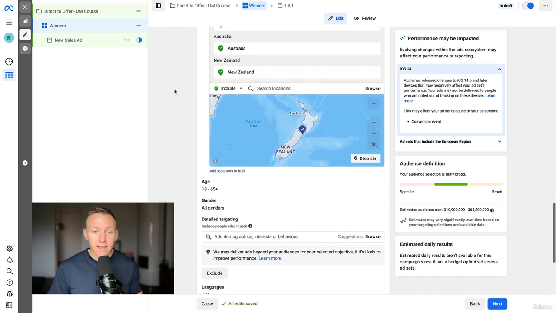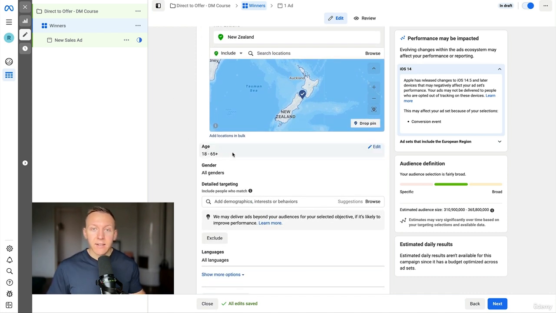Now, scrolling down, we also have the age. Again, age used to be a huge thing. You used to need to do your market research and really nail down which age we want to target. Facebook is too smart for this today. If most of your customers are going to be around 35 years old, they're going to optimize for it. So I recommend don't touch this age span.